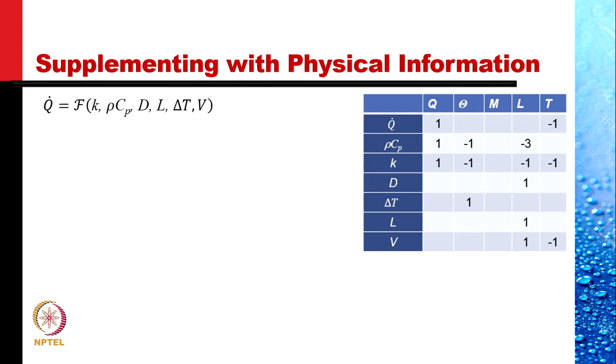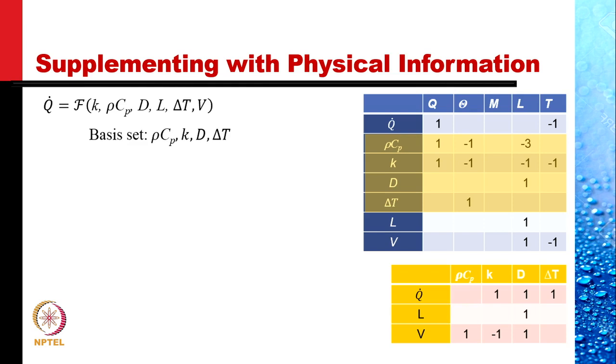Here we carry out the dimensional analysis. We construct the table of dimensions again. Since there are 4 basic quantities involved in the basic set, we choose rho Cp, K, D and delta T as the basic quantities, highlighted with the yellow tint here. There are 3 other quantities left, 1 dependent and 2 independent, Q dot, L and V. So it will result in 3 pi's. We express the dimensions of Q dot, L and V in terms of the basic set. And this is what we get.